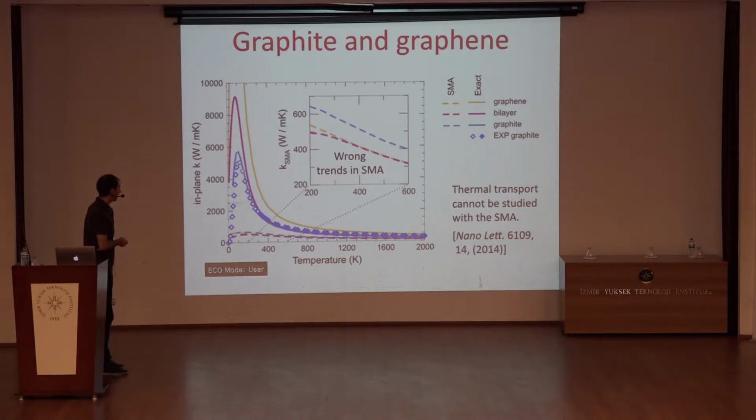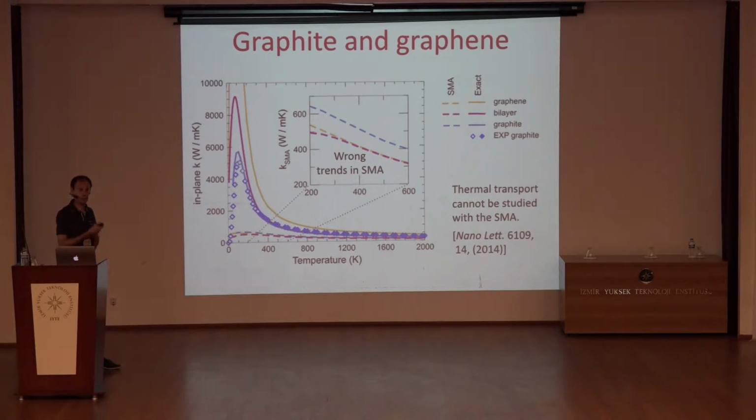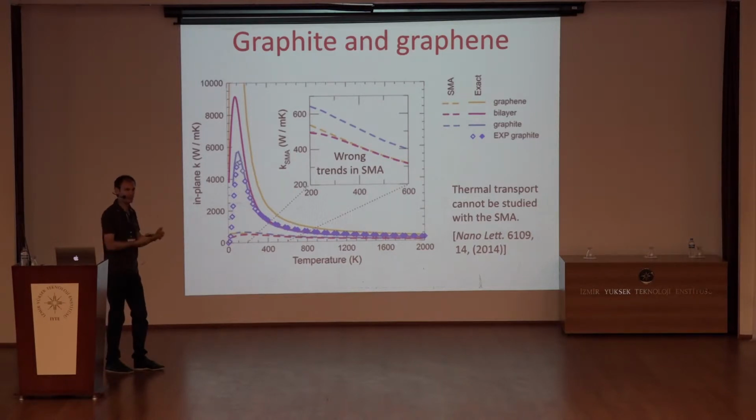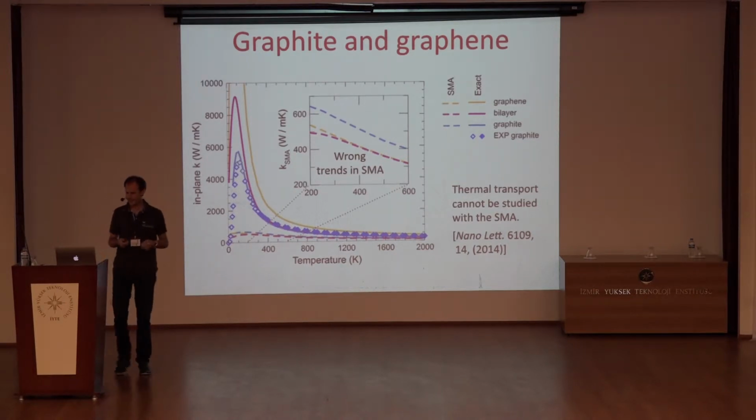At room temperature, the value of the thermal conductivity of graphene is off by an order of magnitude, so it's way off in terms of numbers, but you also get wrong trends using the relaxation time approximation. If you use that, you would expect graphite to have the highest thermal conductivity among graphite, bilayer, and single layer graphene. Instead, if you use the exact solutions of the Boltzmann transport equation, you get the opposite trends. So you're both quantitatively and qualitatively incorrect.